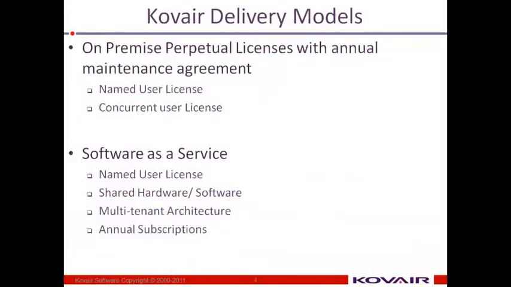The Kovair delivery models come in two flavors. One of them is on-premise or perpetual licenses, and the other one is software as a service. If you want to dabble, for example, as an initial step, you can go down the SaaS model. And when you reach a much more substantial stage and you want to start building your own applications and do far more developed integrations, then you would typically go with the on-premise perpetual licenses. But in any event, you get access to both models.